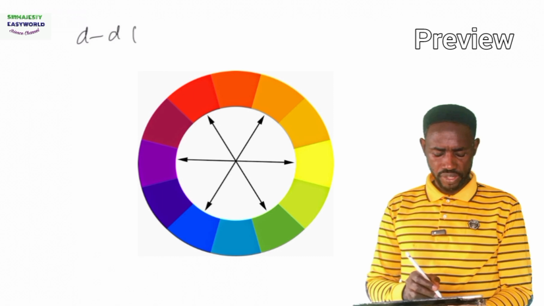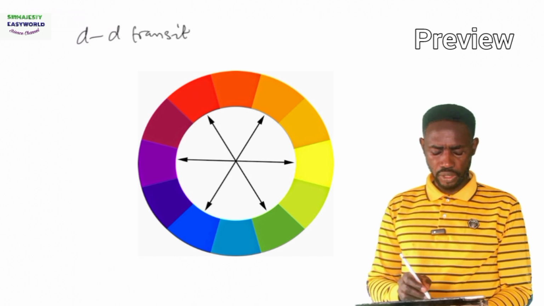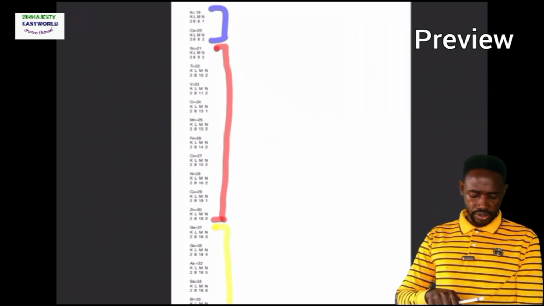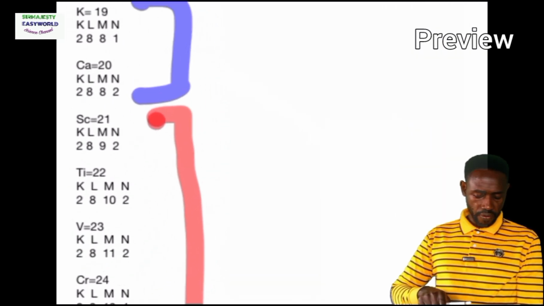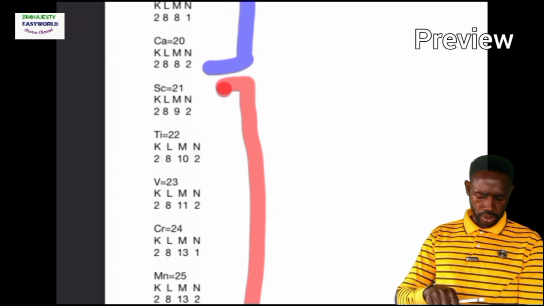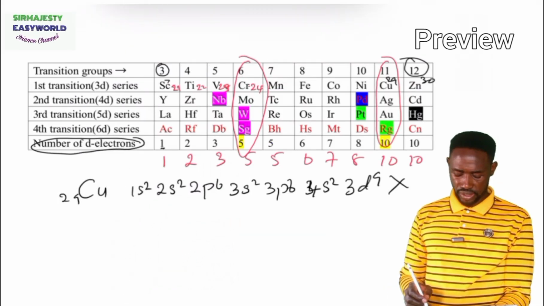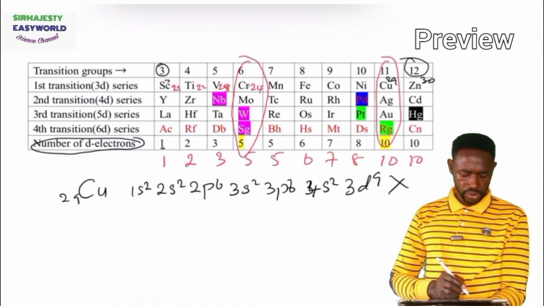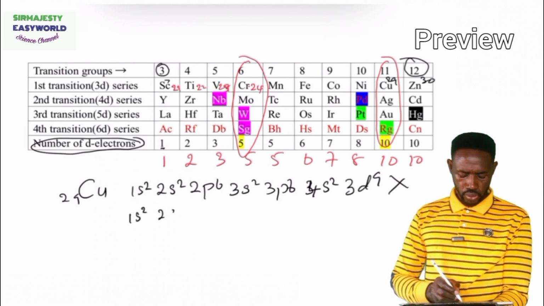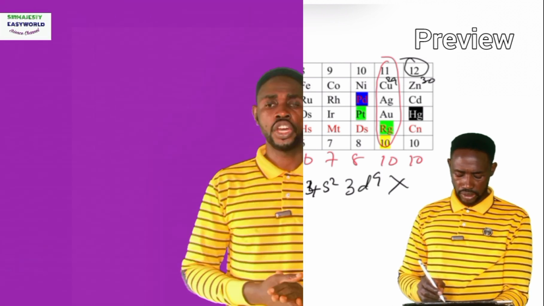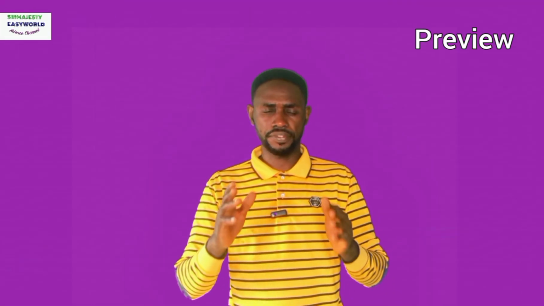Isn't that amazing? The first D to D what? Transition. Whereby D in the lower level goes to what? Higher level. Remember that, as you can see there on the screen, this is the configuration showing you the S block, the P block, and the D block. 3D9. This is incorrect. So the correct thing should be what? 1s2, 2s2, 2p6, 3s2.